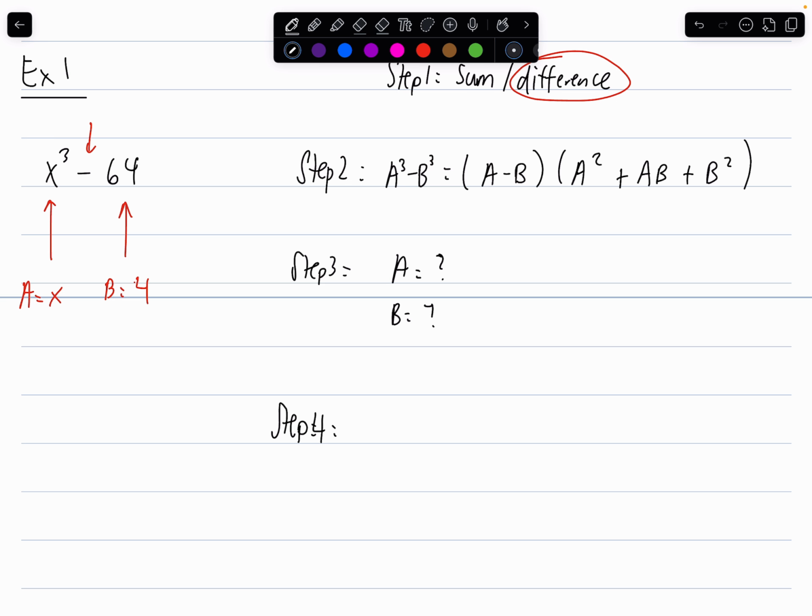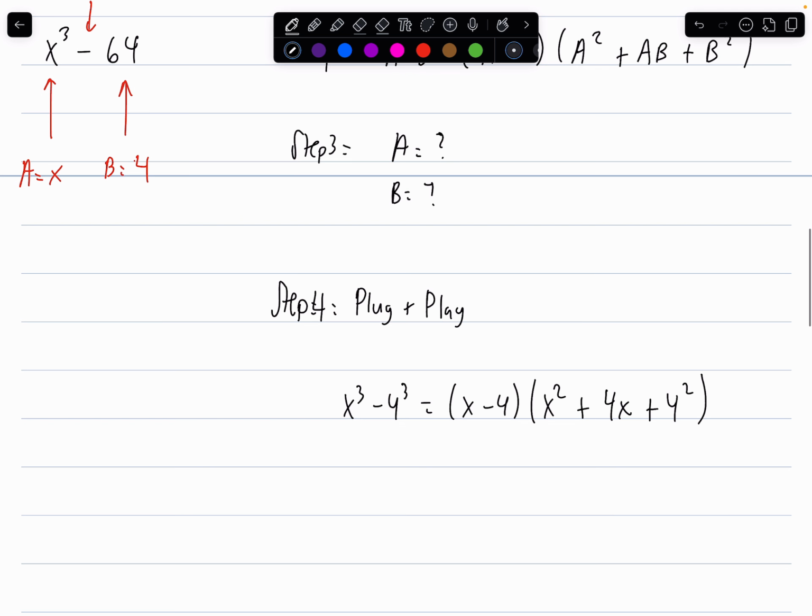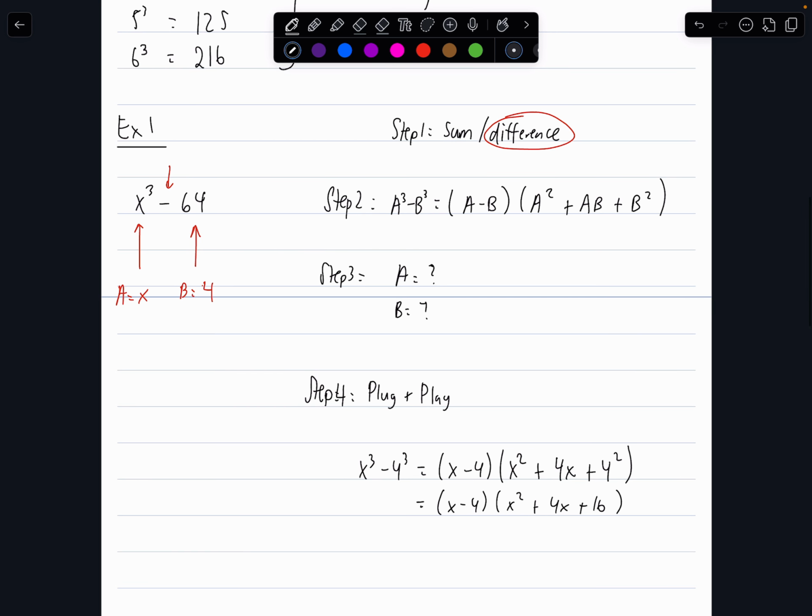So step 4, we just plug and play. If I know a is x and b is 4, I know it's going to be x cubed minus 4 cubed is equal to x minus 4 times x squared plus x times 4, so 4x, plus b squared, which is 4 squared. Then I can simplify this equation by saying x squared plus 4x plus 16. And there you have it. That's your answer.